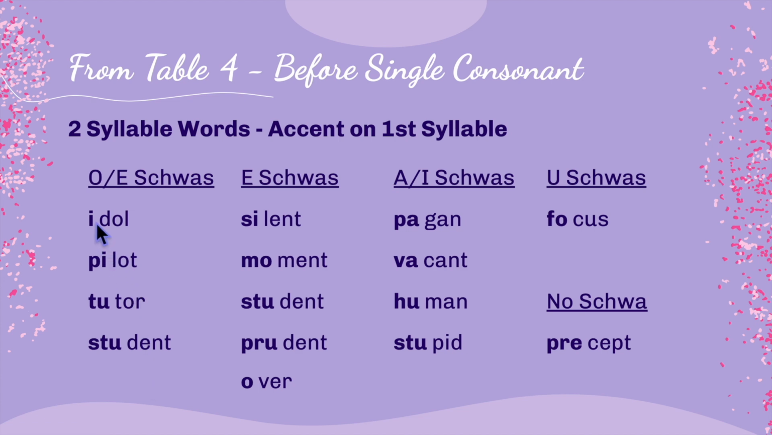Here are some more words where the first syllable is accented, so we will use the long sound, and the second syllable is not accented, so the vowel will schwa. Idle, pilot, tutor. Notice that the OR, when not accented, sounds more like an ER. Student, silent, moment, prudent, over, pagan, vacant, human, stupid, focus. In this word, this E will have its clear, short E sound and will not schwa. Precept.